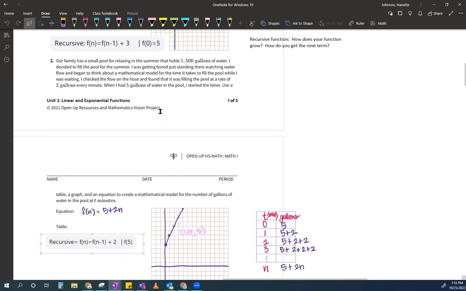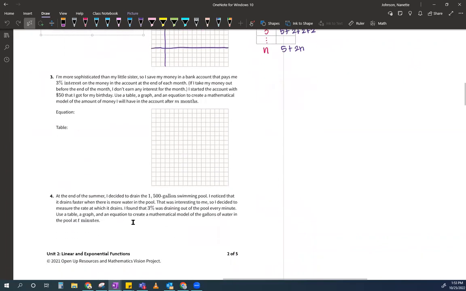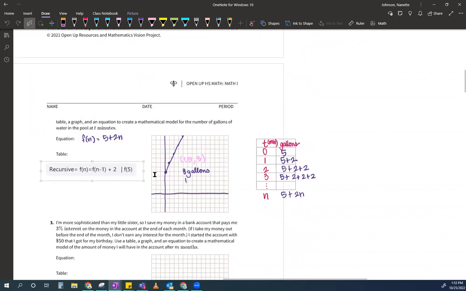All right, so what I want you to do is I want you to try number 3 and number 4 and see if you can tell the difference between connecting the dots and not. And we'll show that in our next little thing.